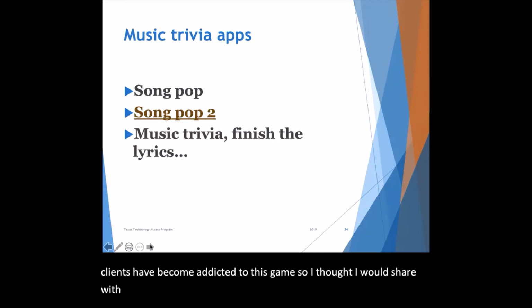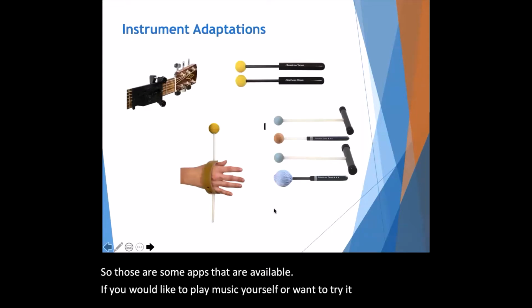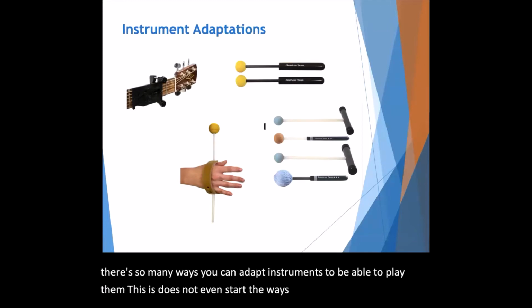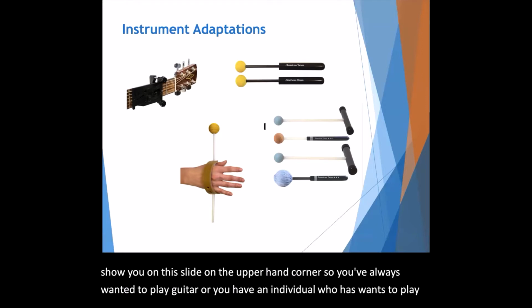So those are some apps that are available. If you like to play music yourself or want to try it out, there's so many ways you can adapt instruments to be able to play them. This does not even start the ways that play them, but I wanted to show you on this slide. On the upper left-hand corner, say you've always wanted to play guitar, or you have an individual who wants to play guitar but has limited hand motion.